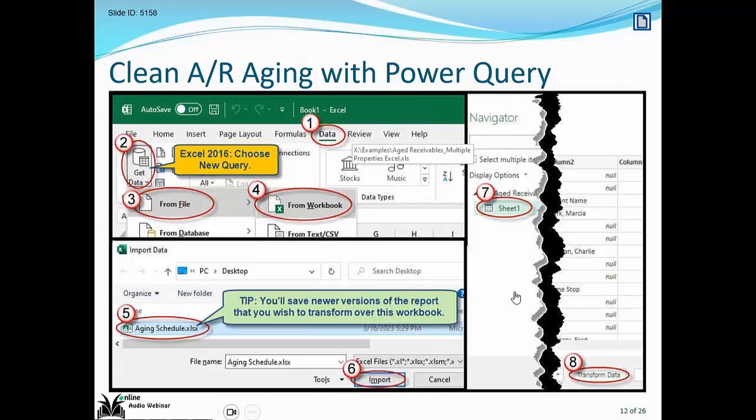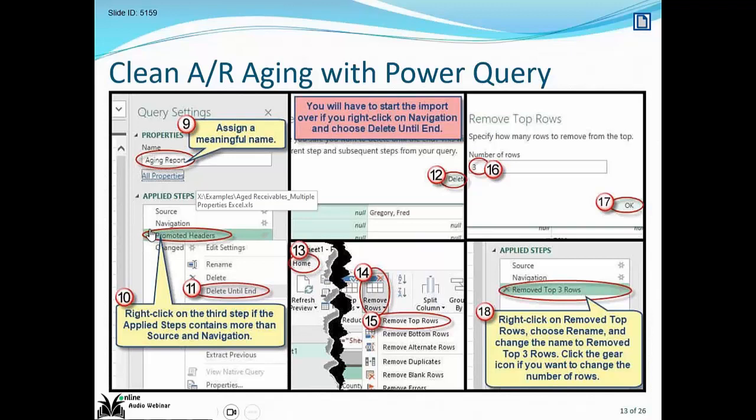Now, when I click import, I'll then be presented with a navigator window. In some versions of Excel, we may find in the applied steps list that Power Query tries to be helpful and adds a couple of transformation steps. One of the things I can do is get rid of extraneous rows. In my workbook, the first 3 rows don't have any data that I want to keep. So I'm going to go to the Home menu, choose Remove Rows, and tell it to remove the top rows, which gives me a dialog box where I can say I want to get rid of the top 3 rows, and then click OK.